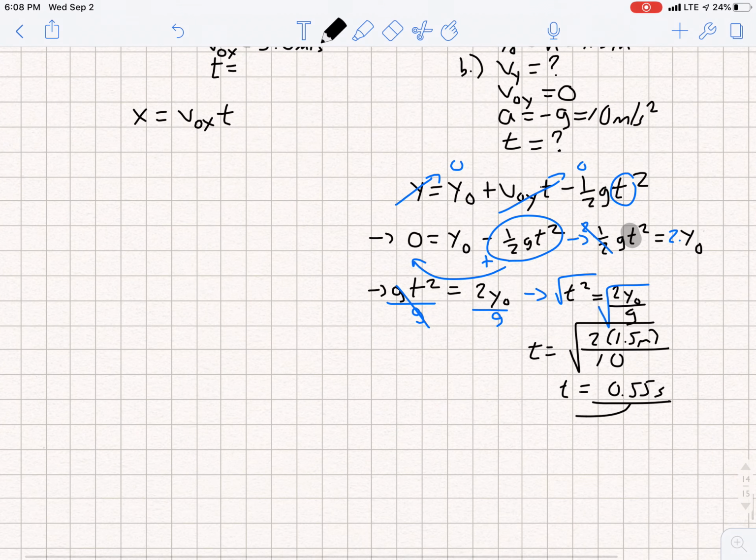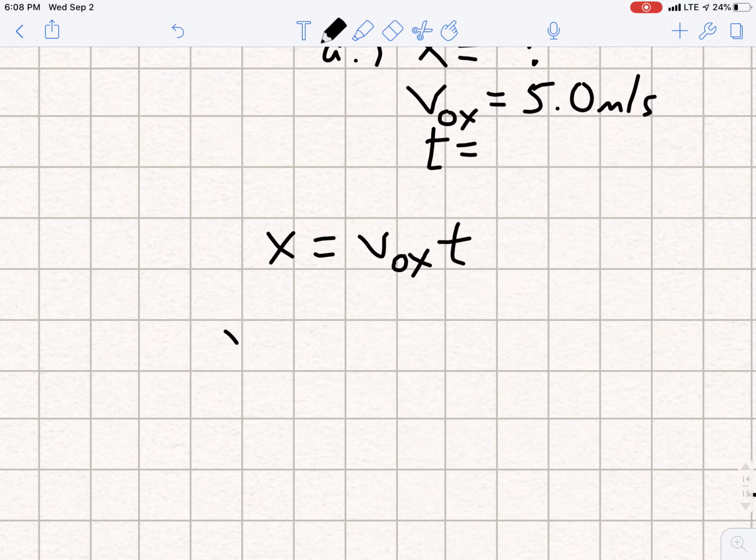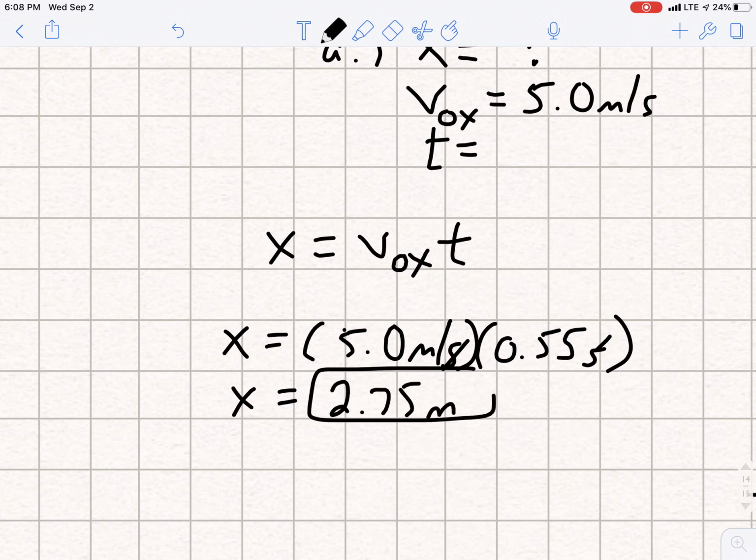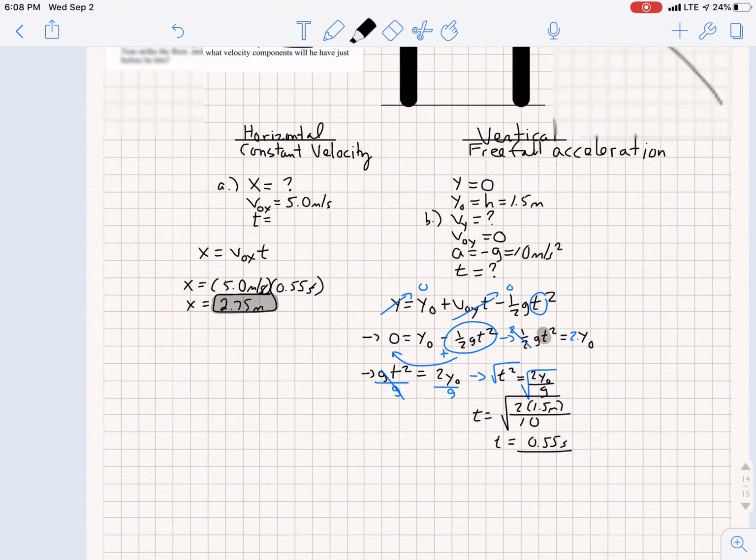Well, that's the same 0.55 seconds that he's going to fly horizontally as well as vertically. So now I go to this equation and I plug in my values. Those cancel, and Tom flies about 2.75 meters away. Pretty far away. Must have been going pretty fast off the edge of the table.